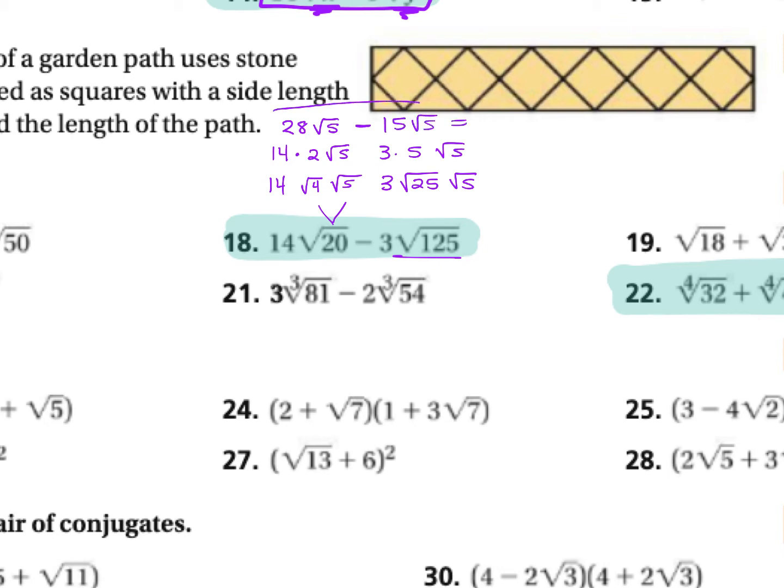So this is where we're at right now. And then we can just simplify that by subtracting that coefficient piece. So 28 minus 15 is 13 rad 5, and that will be your simplest answer.